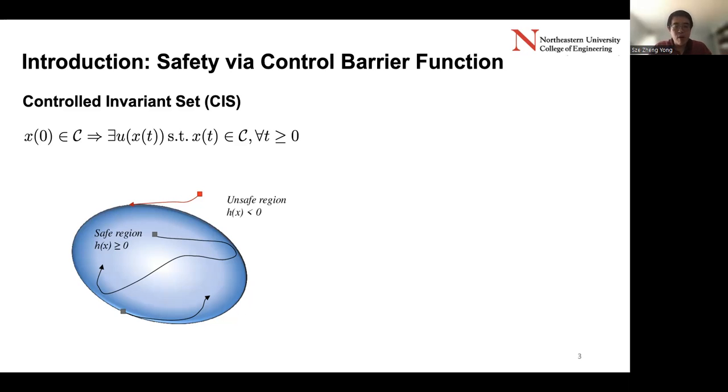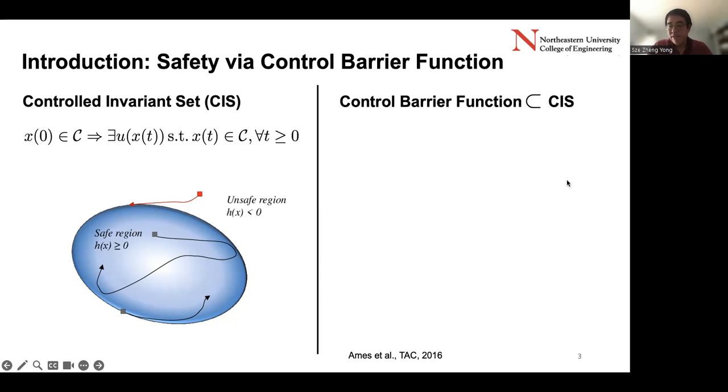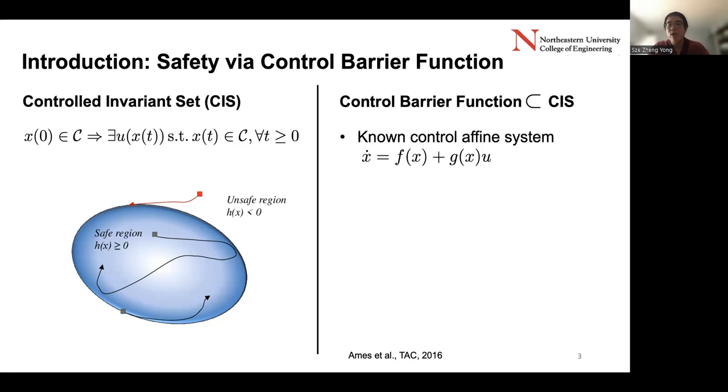This problem can be quite difficult to compute, especially when the dynamical systems are nonlinear, since the maximal safe set is usually hard to compute. So people started using what we call control barrier functions, which can be thought of as a special case of a control invariant set, where we assume some things about the system.